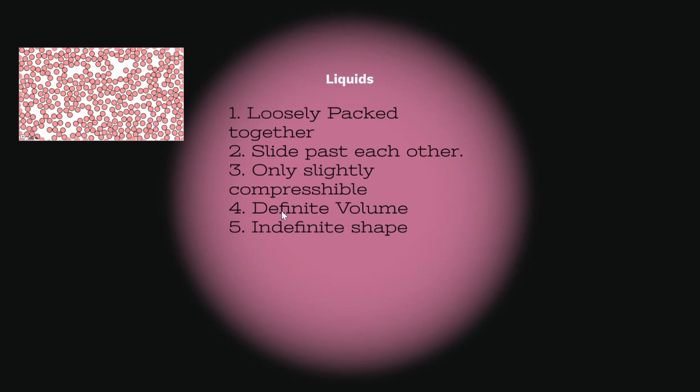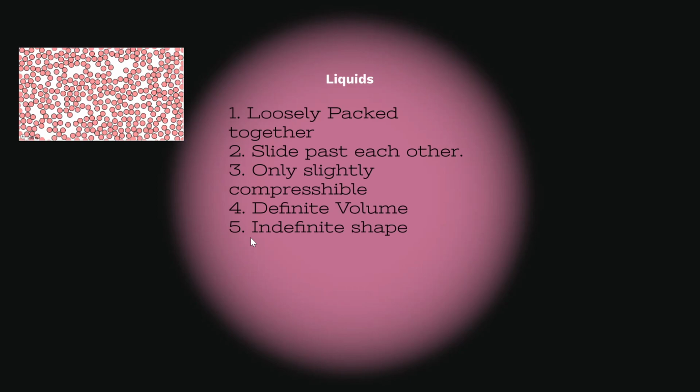Liquids have a definite volume. If you take 200 milliliters of water and put it into a different type of cup, like a styrofoam container, you're still going to have 200 milliliters of water. And they have an indefinite shape, which means that it ends up filling any type of container that it exists in.